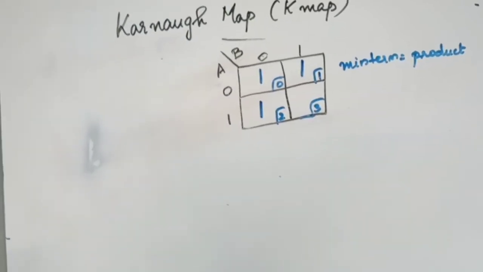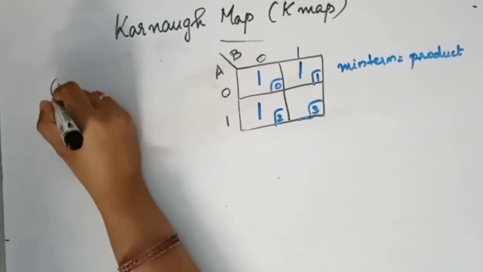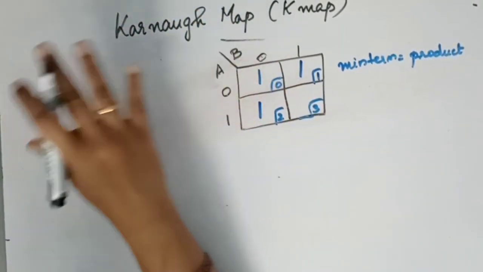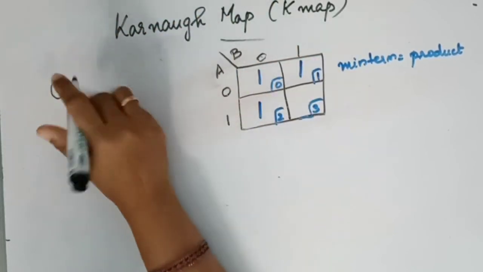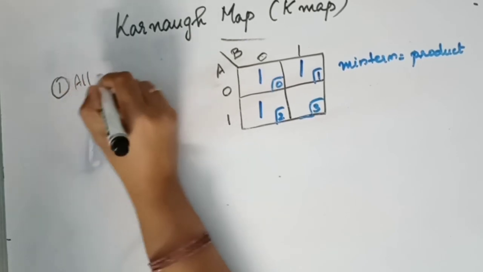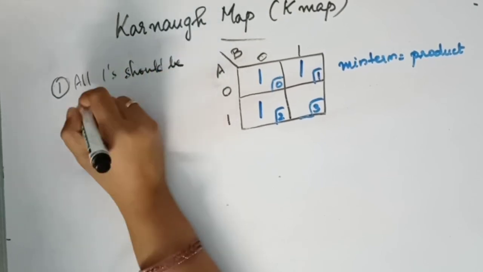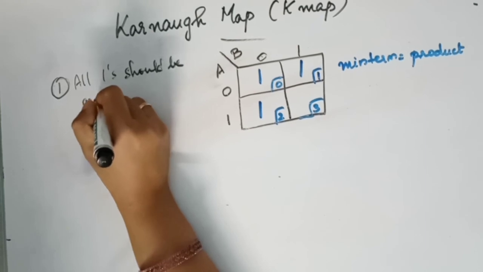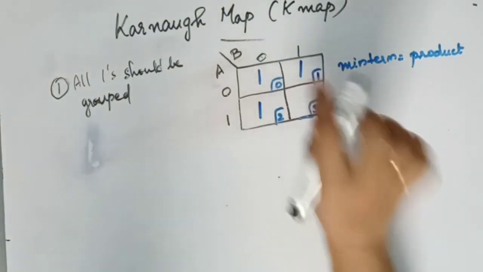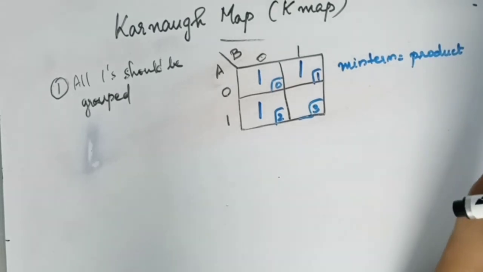So my first rule is, in an SOP. I'm talking about only SOPs till I finish 2 variable, 3 variable and 4 variable. So it is always sum of minterms. So first is, all ones should be mapped or grouped. All ones should be grouped. You can't leave any one without grouping.